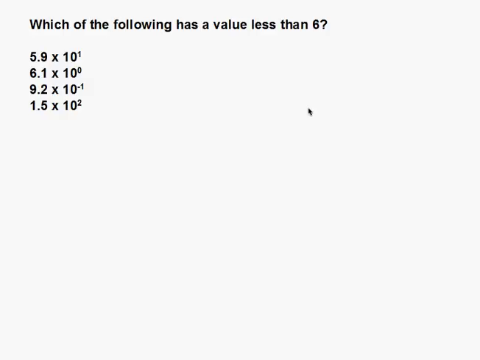All right, so here's a pretty typical question, a non-calculator question, which asks, which of the following has a value less than 6? So we have four different choices, all of which are written in scientific notation, and we have to determine which of these is less than 6. So what we're going to do is take each of them and turn them into standard form so that they're not in scientific notation, so we can more easily compare it to 6.